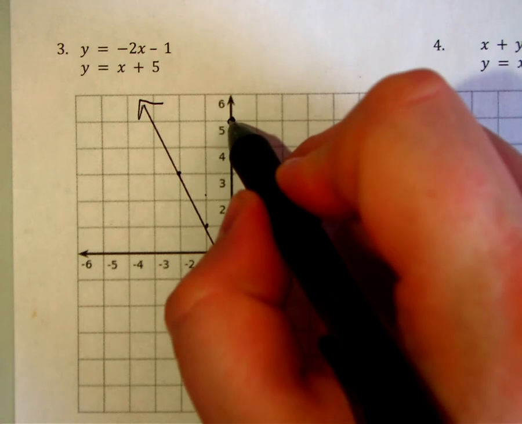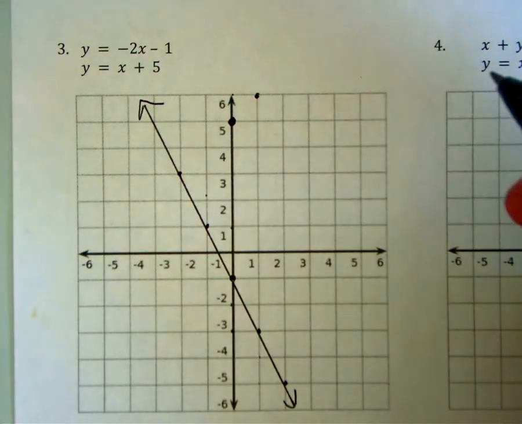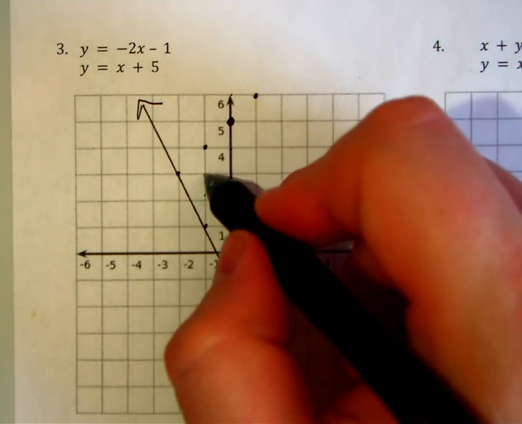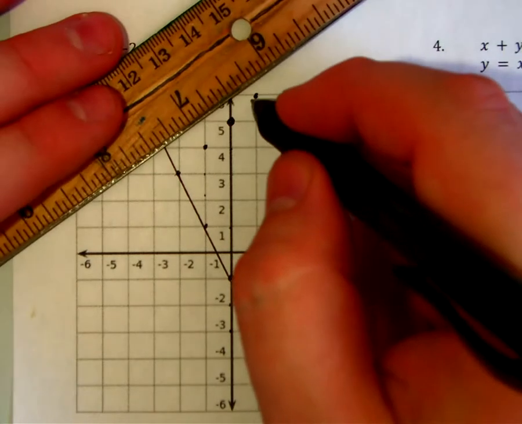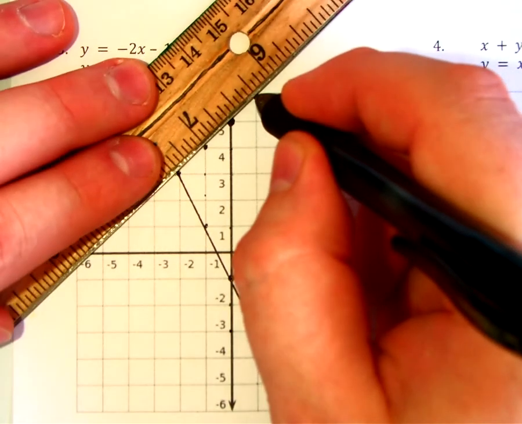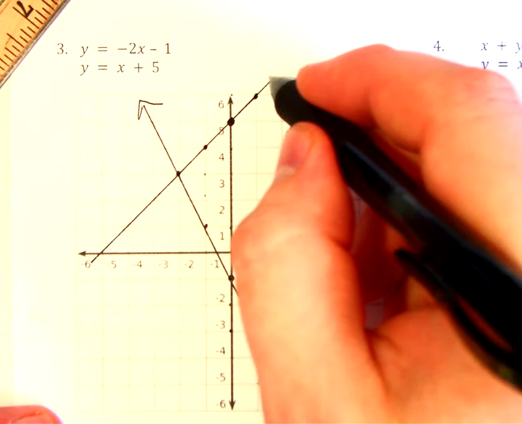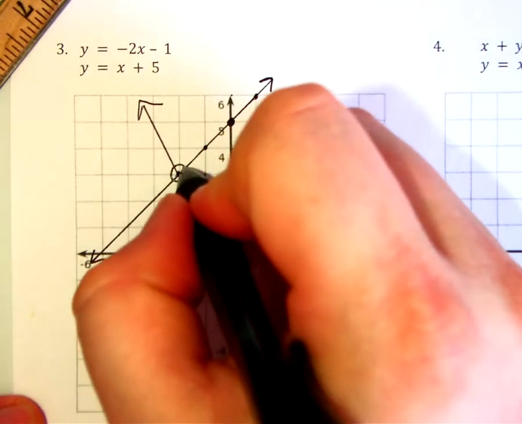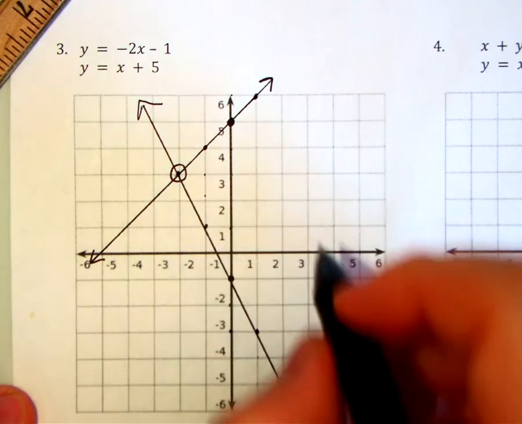So, positive 1 slope means I'm going up 1 over 1. Or, that's the same as going down 1, back 1. Down 1, back 1. We can already see where the intersection is, but we're going to graph it. My point of intersection ends up right there at the value negative 2, up 3.